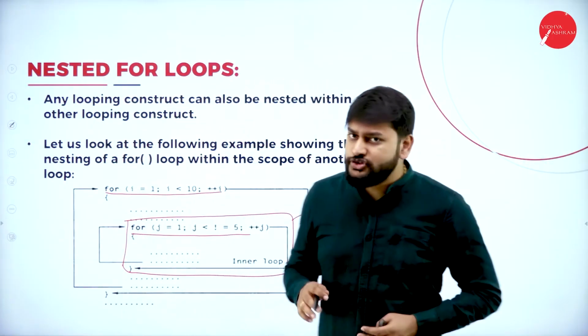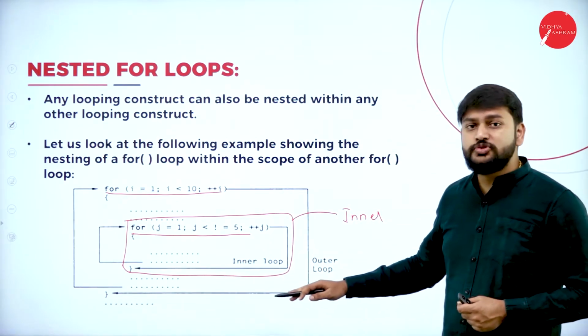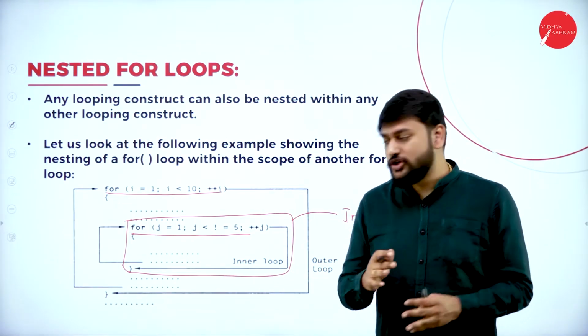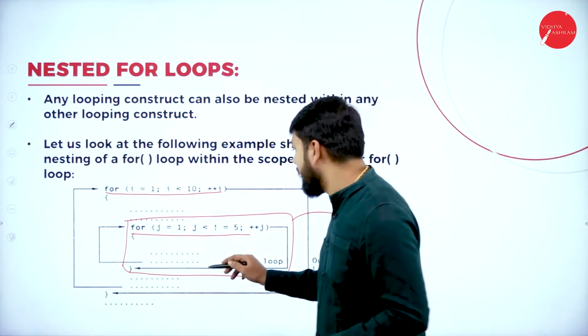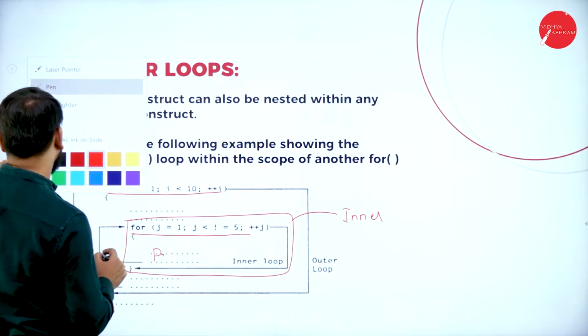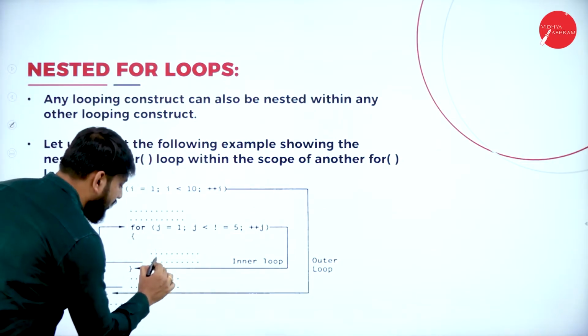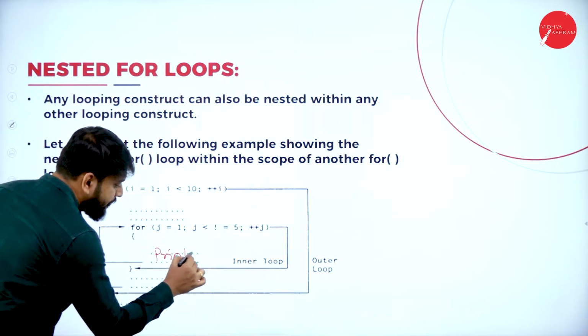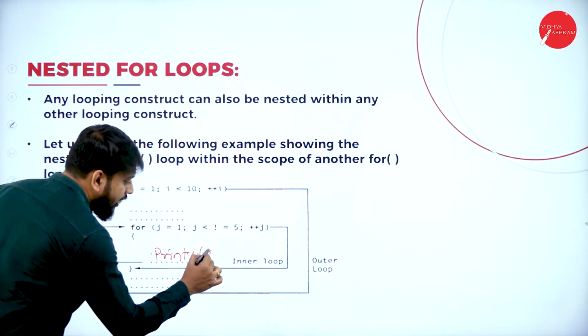How many times are these loops going to execute? Say, for example, I have one statement here. All right, let me just write. So this is what I have. Let me erase everything so that you'll be able to understand clearly. Imagine I have some statement here, printf, hi.